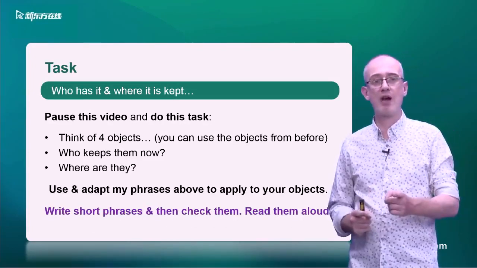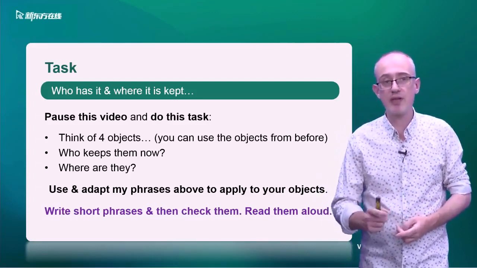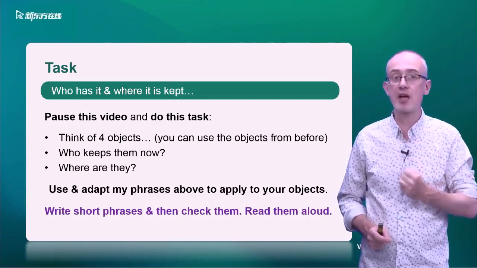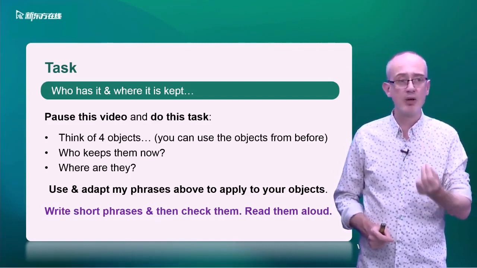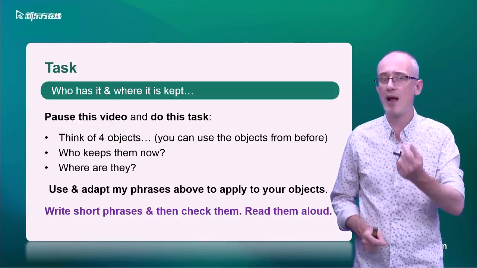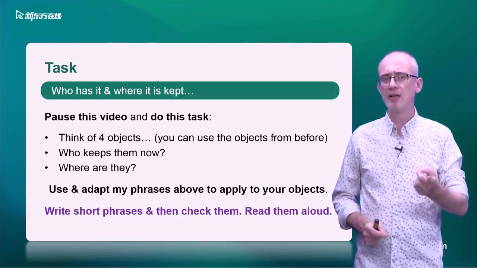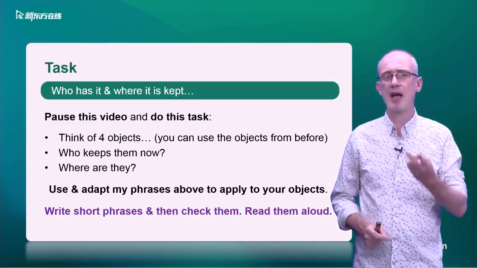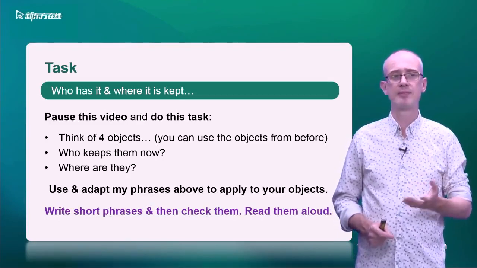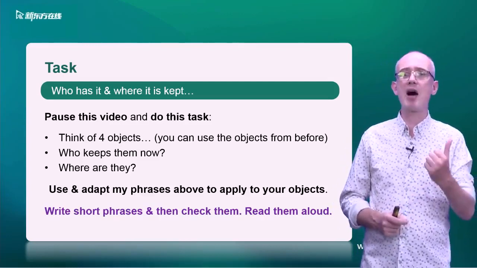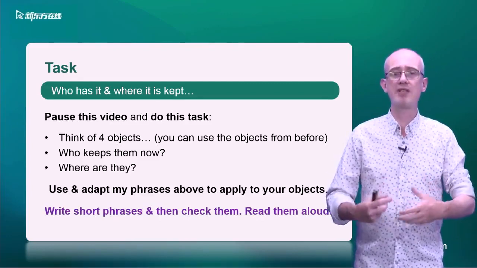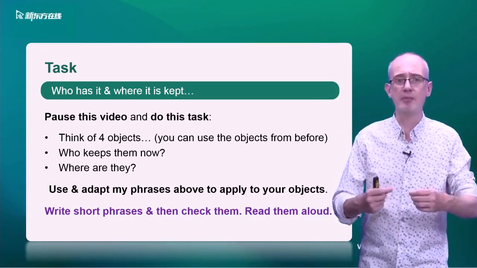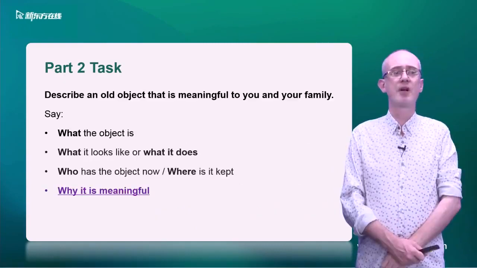So, task again. Who has it and where is it kept? Pause the video after this to do the task. Think of 4 objects. Again, the same 4 objects as before is fine. Who keeps these objects now? And where are they? Think about that. Your 4 objects that you listed before, who keeps them and where are they kept? So, use and adapt my phrases from before to apply to these objects and write short phrases and then check them. Read them aloud.